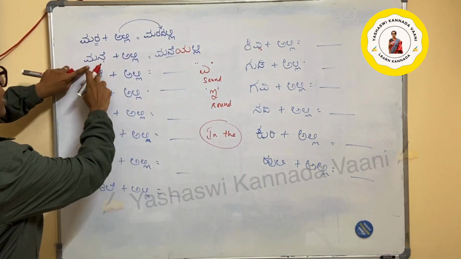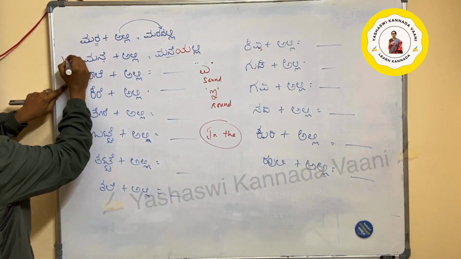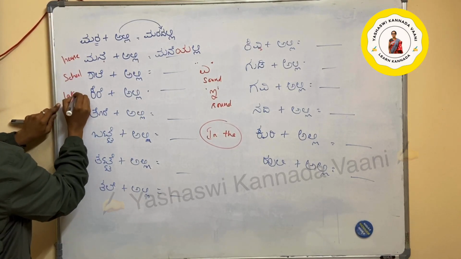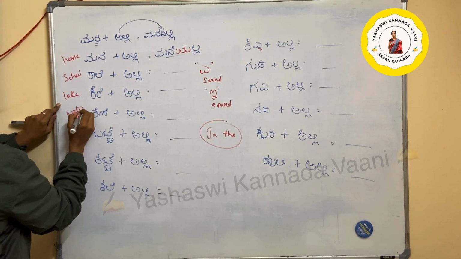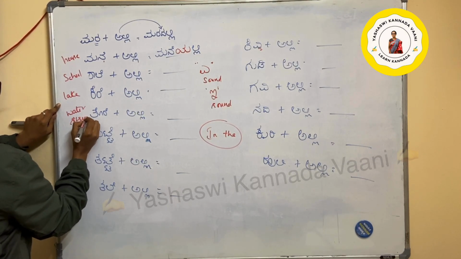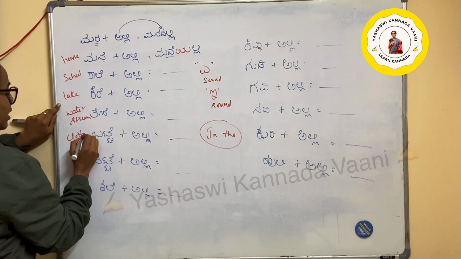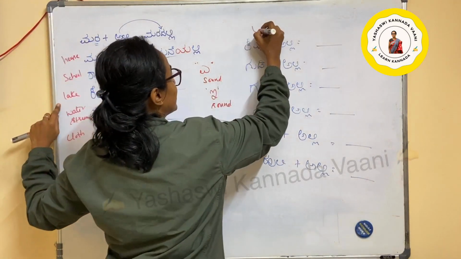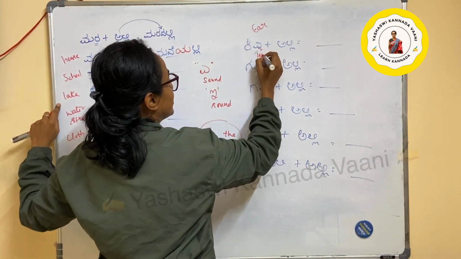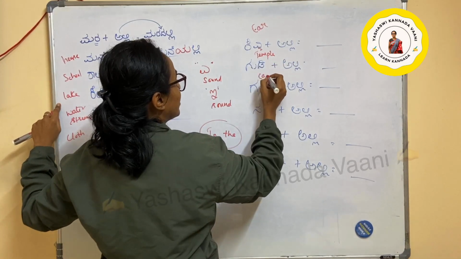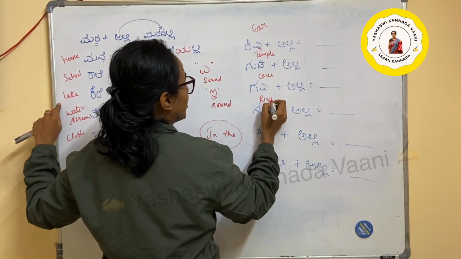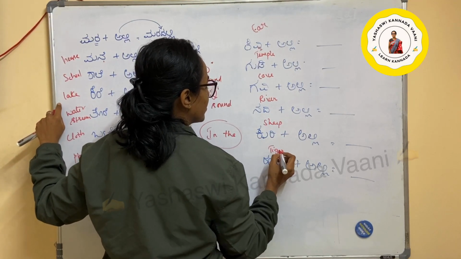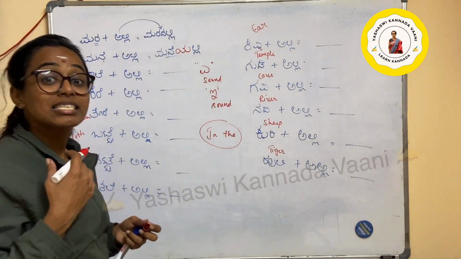Okay, so in the house. House is mane. Shale is school. Kere is lake. Tore is a water stream, it can also be called a lake. Batte is cloth. Tatte is a plate. Tale is a head. Kivi is ear. In the ear. In the temple. In the cave. In the river. In the sheep. In the tiger. Okay, that is the meaning of it.